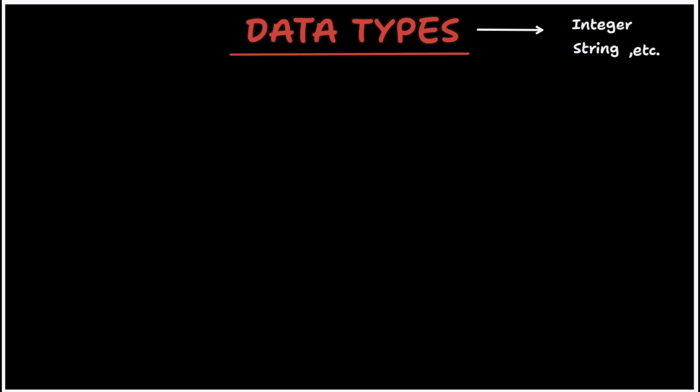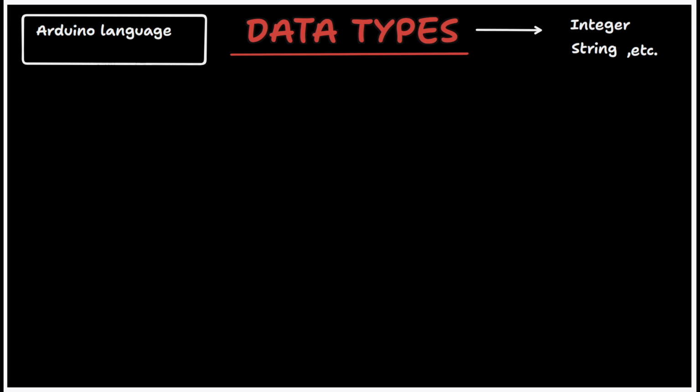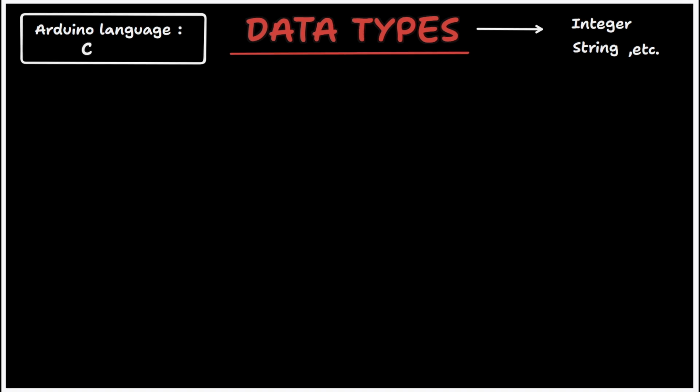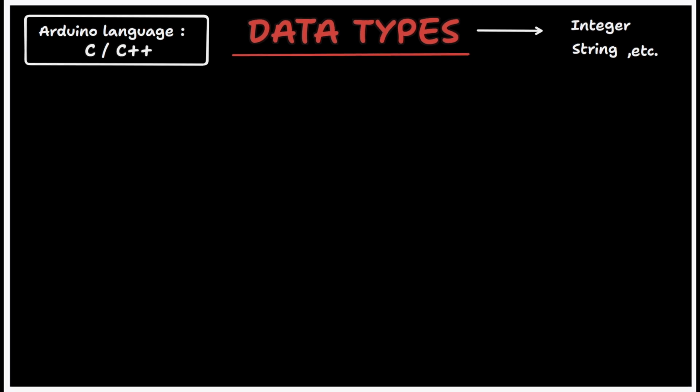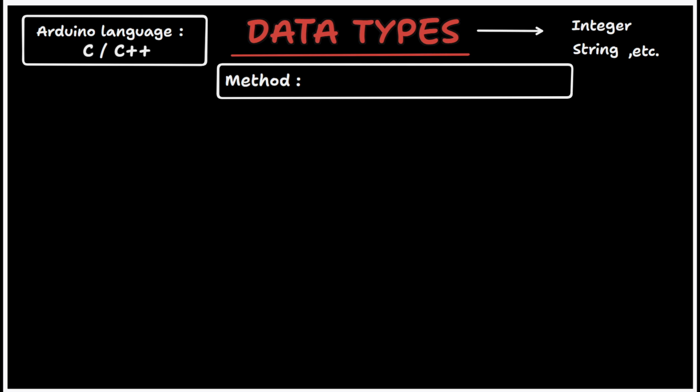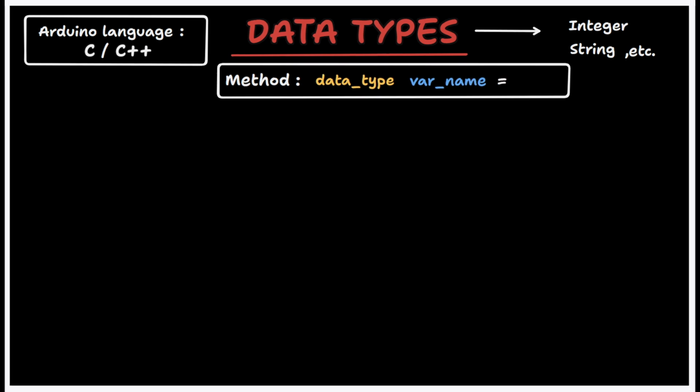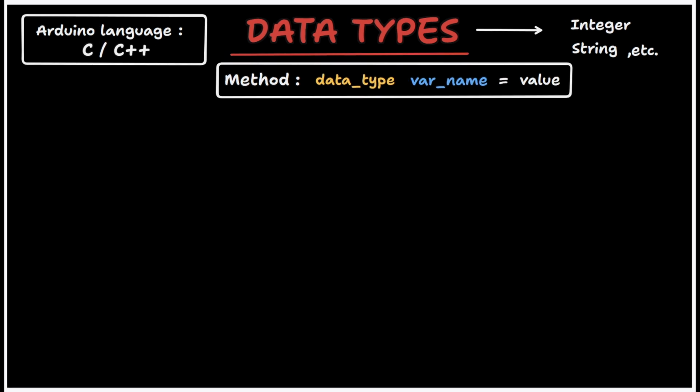So, a data type basically tells us the type of data a variable can contain like integer, strings, etc. Note that the Arduino language is based on C and C++ programming language. So, all the rules and characteristics of C and C++ apply here. The method to establish a variable is by first defining the data type followed by the variable name, which is then followed by its value using an equal to symbol.